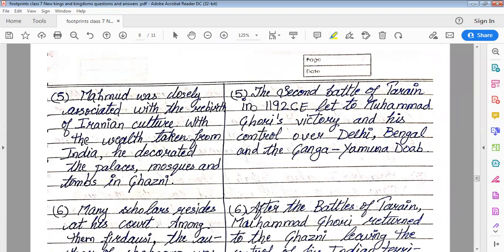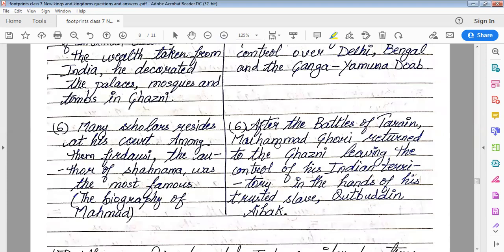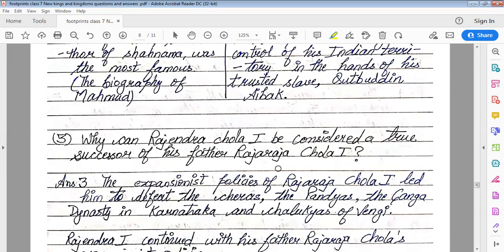The second battle of Taran in 1192 CE led to Muhammad Ghori's victory and his control over Delhi, Bengal, and the Ganga Yamuna Doab. Many scholars recited his praise. Among them, Firdausi, the author of the Shahnama, was the most famous, the biography of Muhammad. After the Battle of Taran, Muhammad Ghori returned to Ghazni, leaving the control of his Indian territories in the hands of his trusted slave Qutbuddin Aibak.